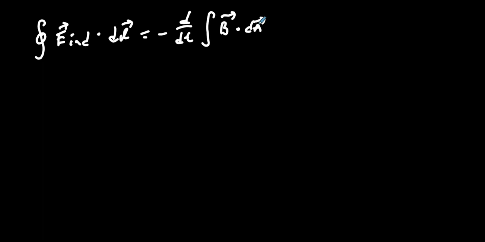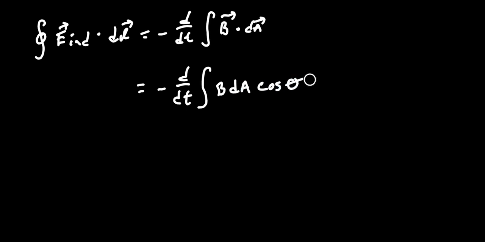As you can see here, we have these dot products. So we can just say that this is equal to B dot A, which will be negative d over dt integral of B dA, and then we just multiply by cosine theta, because that's how we calculate the dot product.